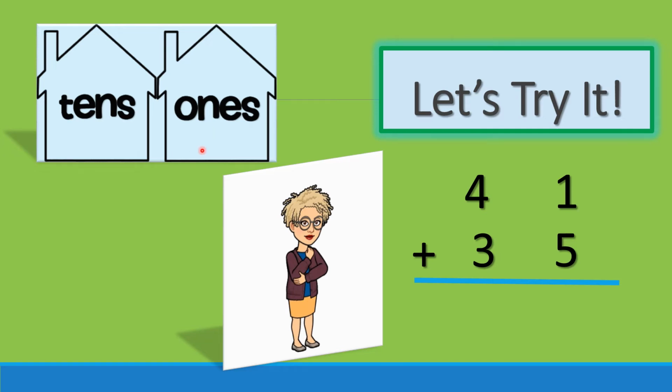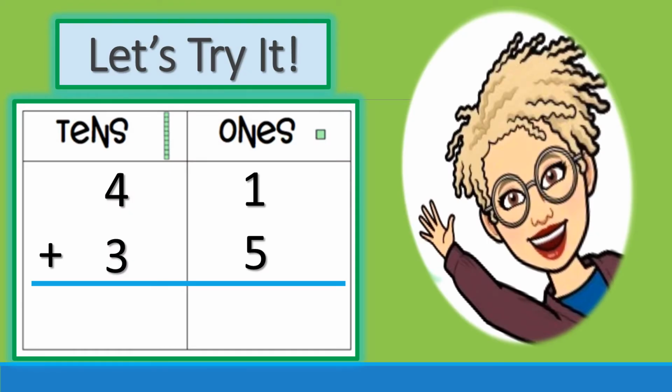Do you remember the song? When adding two-digit numbers, always add the ones first. Always add the ones first, and then the tens, and then the tens.